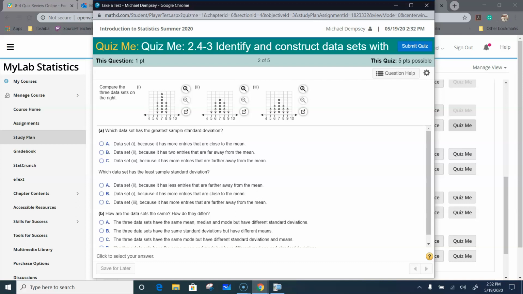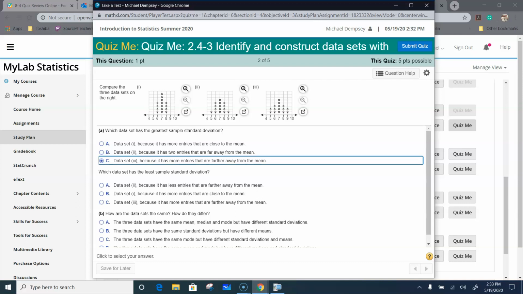Just looking at the ranges, I can see they all have the same ranges, right? But again, out here in this third one, I have more values in the tail. See how there's 2 9s and 2 5s, but over here there's only 1 5 and 1 9. That means there's more numbers closer to the middle. So the greatest sample standard deviation would have to be data set 3.